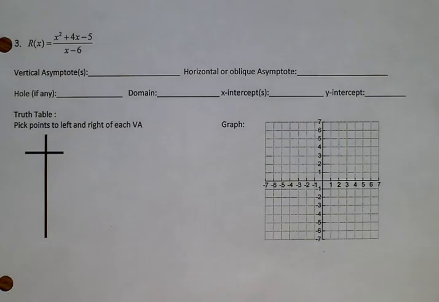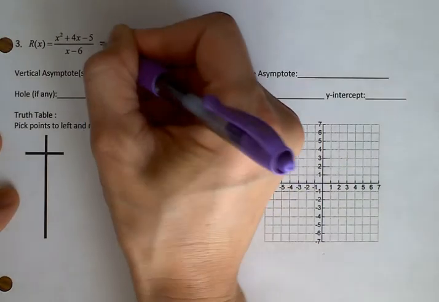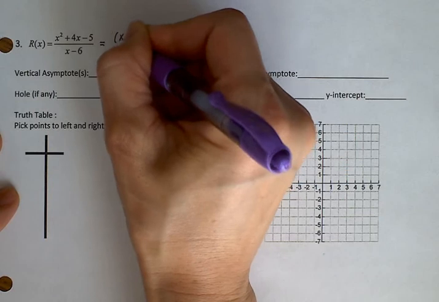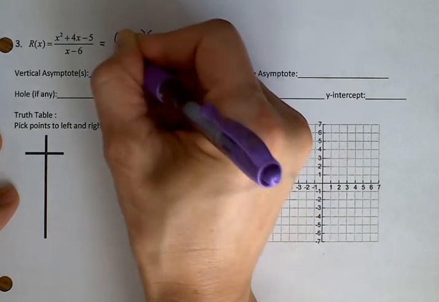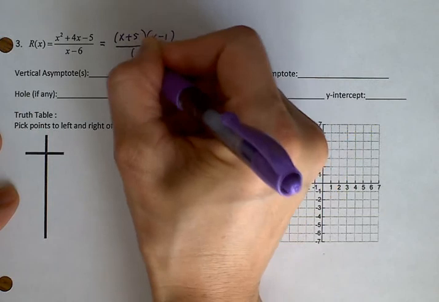This is the third example for the rational function graphing, and we're looking at r of x is equal to x squared plus 4x minus 5 divided by x minus 6. So I'm going to first of all factor the numerator. That gives me x plus 5 and x minus 1 divided by x minus 6.